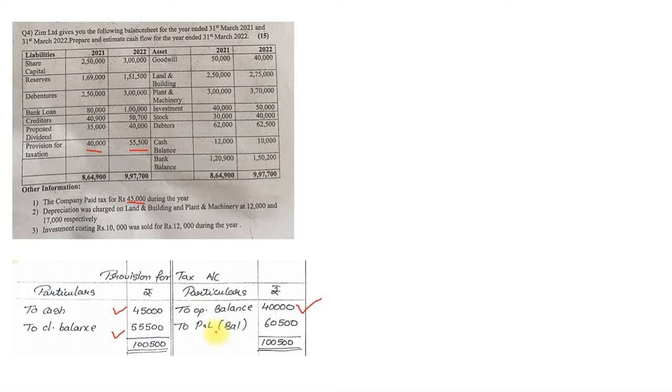Three things are given, we tally it. Whatever difference you get will be taken to the P&L balance, which is 60,500. Very important. All these values are important because you're going to use them in the problem sum.